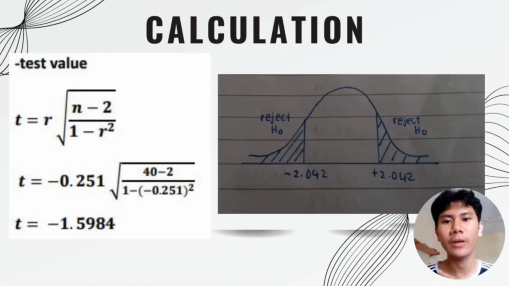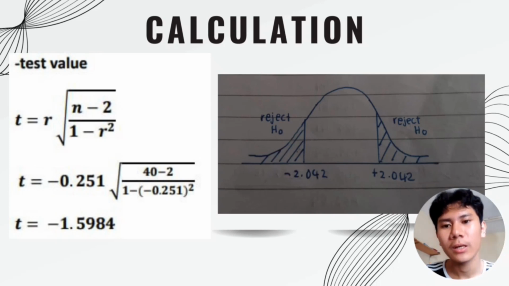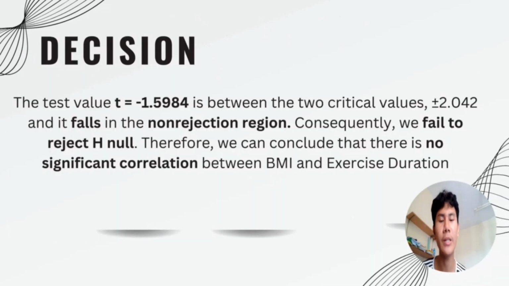So next we have to find the test value. To find the test value, this is the formula that we use, and all we have to do is substitute all the values into this equation, and at the end we get the test value, which is negative 1.5984. Then we sketch the graph, and this is the sketch that I did to see the position of the test value, and we do not reject H0. Therefore, we can say that there is no significant correlation between BMI and exercise duration.